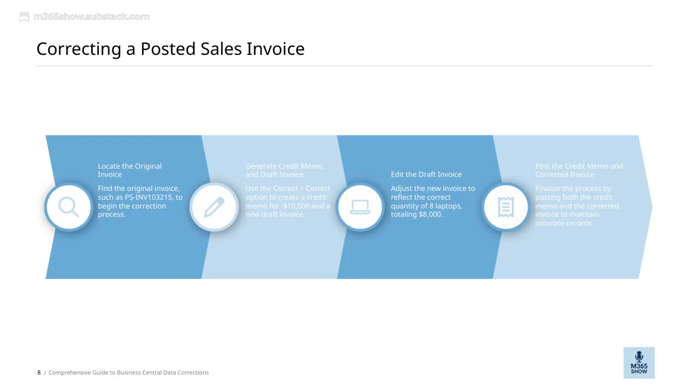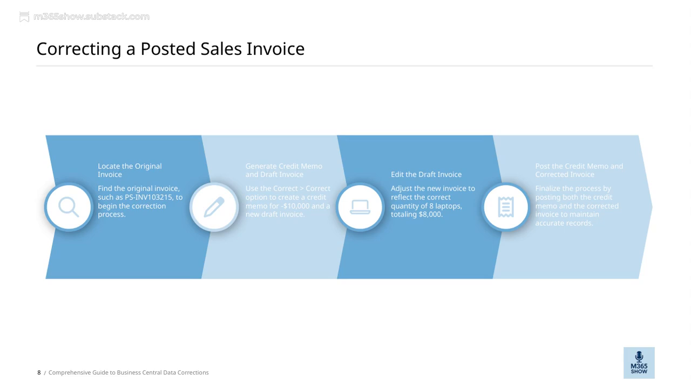First, you'll want to find the original invoice, like PS-INV103215, to start the correction process. Once you've located it, you can proceed to generate the necessary documents. You'll use the Correct option to create a credit memo for the incorrect amount, in this case, $10,000, and then generate a new draft invoice.